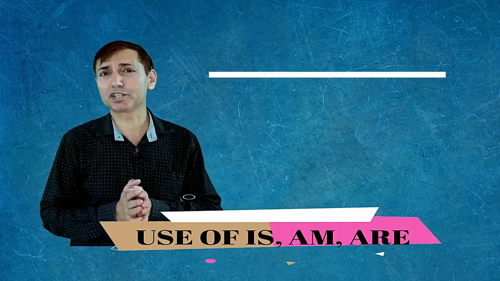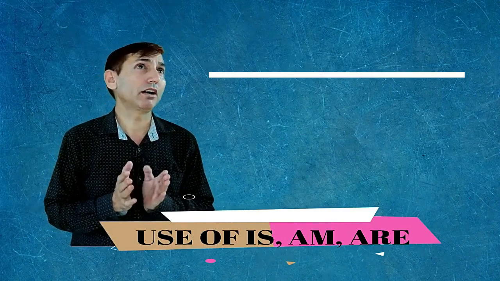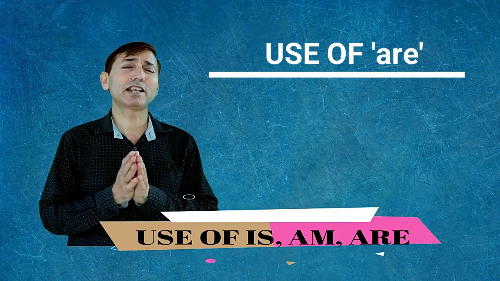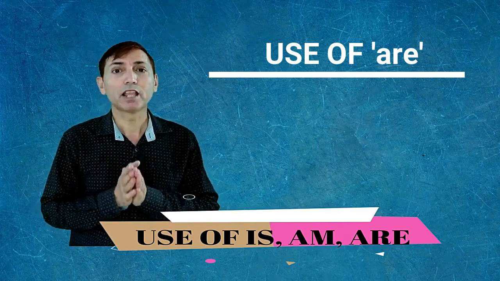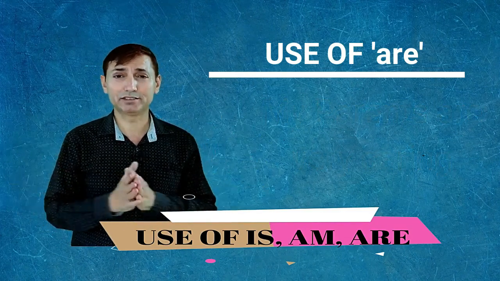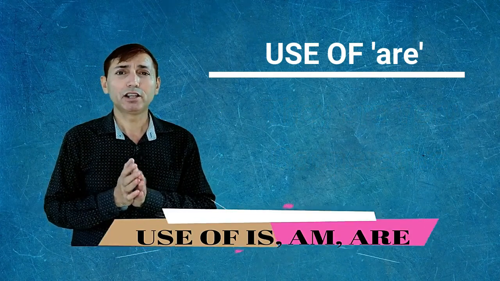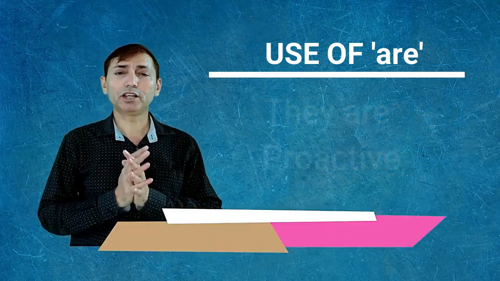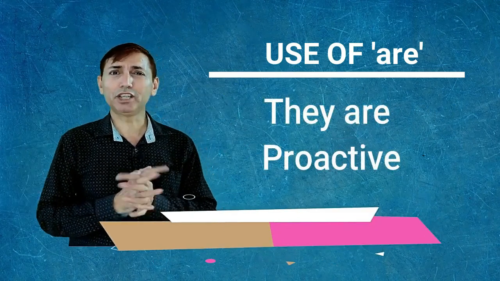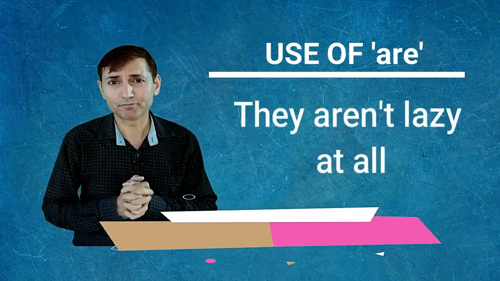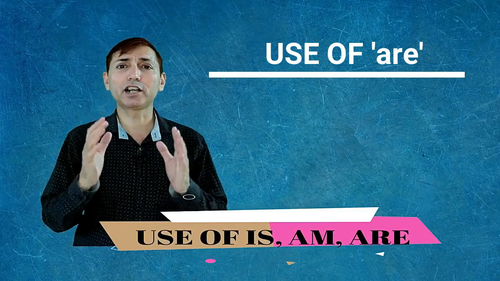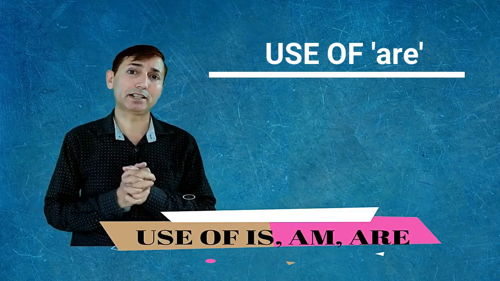So you can make a lot of sentences using are. One more very important sentence: you can speak about your parents. Like my parents are very caring, they are very cooperative, they are very loving, or they are proactive, they aren't lazy at all, right? That kind of sentence you can make.